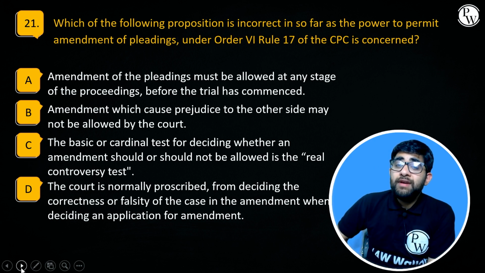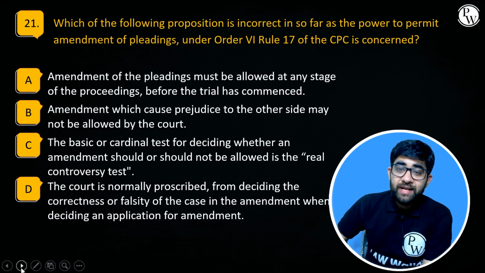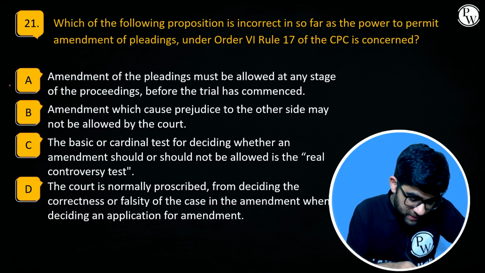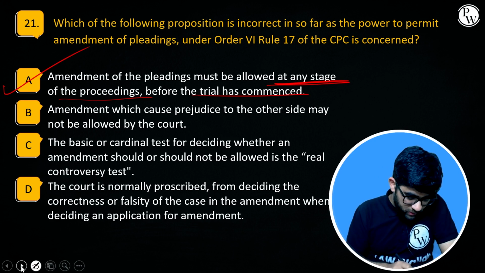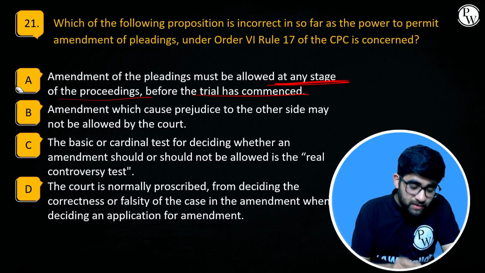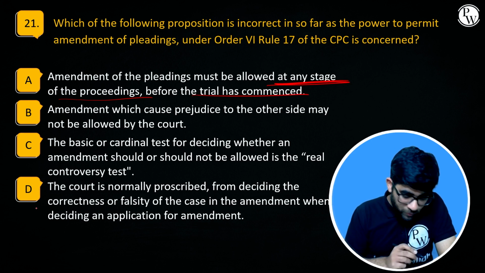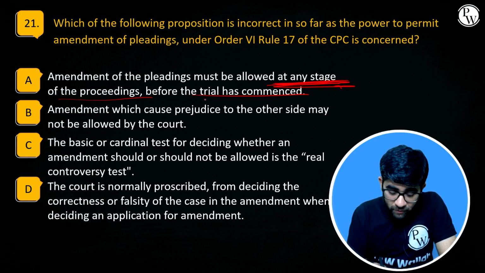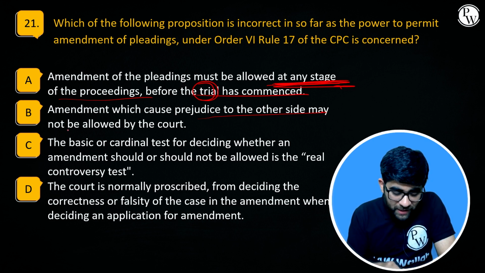21st. Which of the following propositions is incorrect insofar as the power to permit amendment of pleadings under Order 6, Rule 17 of the CPC is concerned? Amendment of the pleadings must be allowed at any stage of the proceeding before the trial is concerned. At any stage of the proceedings before, oh, okay, no, this is not the answer, sorry. This is what mistakes we all do. Without reading any other option, I had tick marked because after reading 'at any stage of the proceeding', trial has commenced. Now, trial has commenced. Amendment which causes prejudice to the other side may not be allowed by the court.